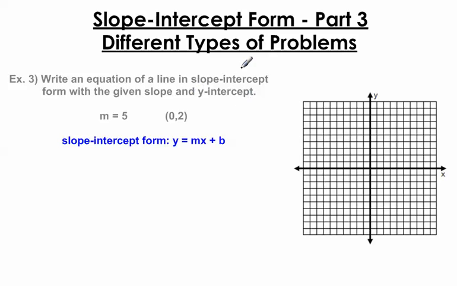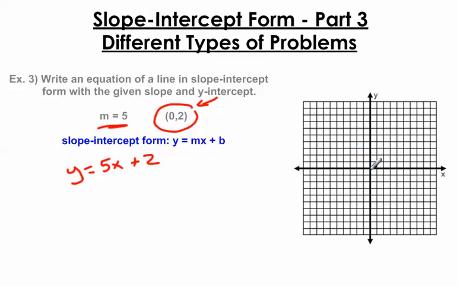Let's jump on to the third example here. It says, write an equation of a line in slope-intercept form with a given slope and y-intercept. They gave me the slope here, so we have y equals 5x, and then they're telling me this is the y-intercept. So is this going to be a plus 0, or is this going to end up being a plus 2? Let's figure out.